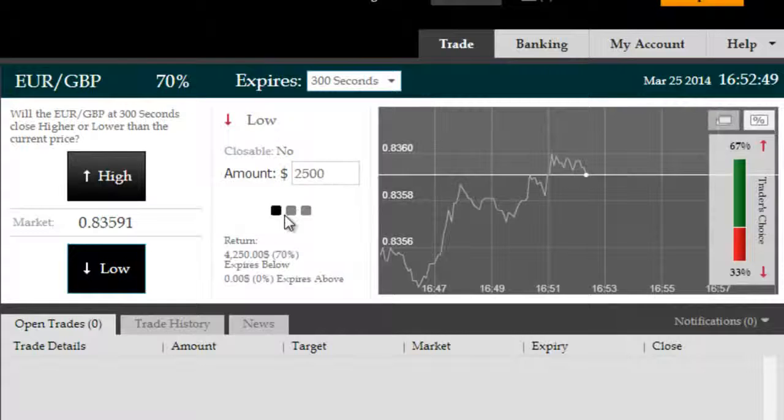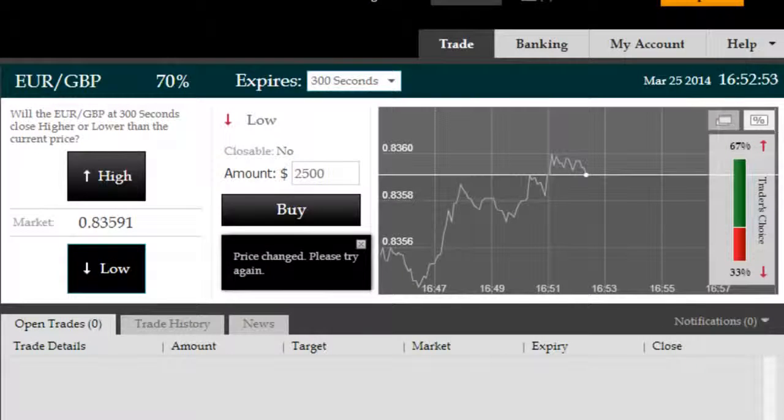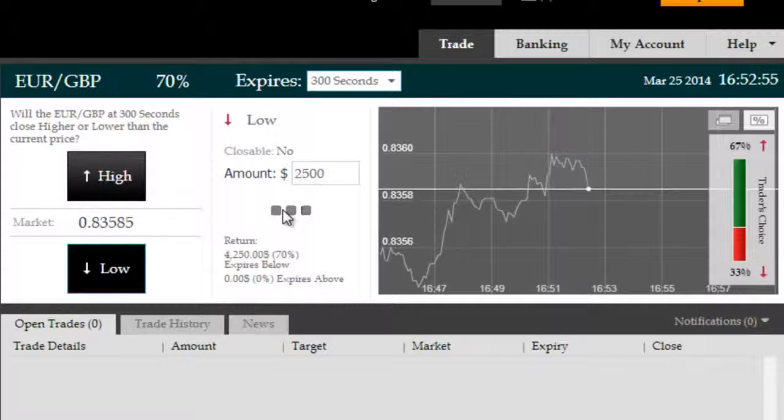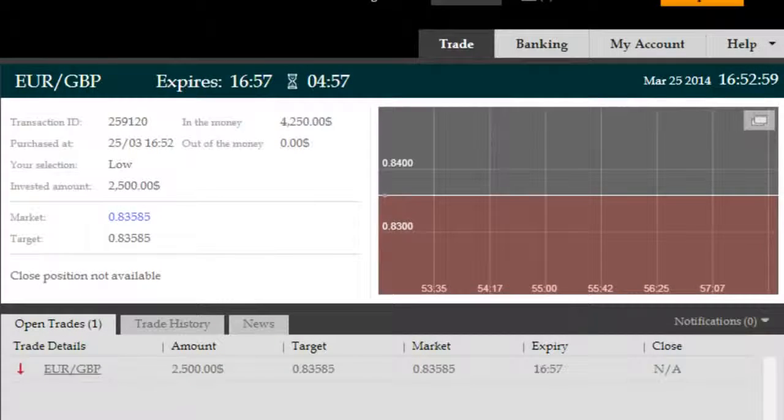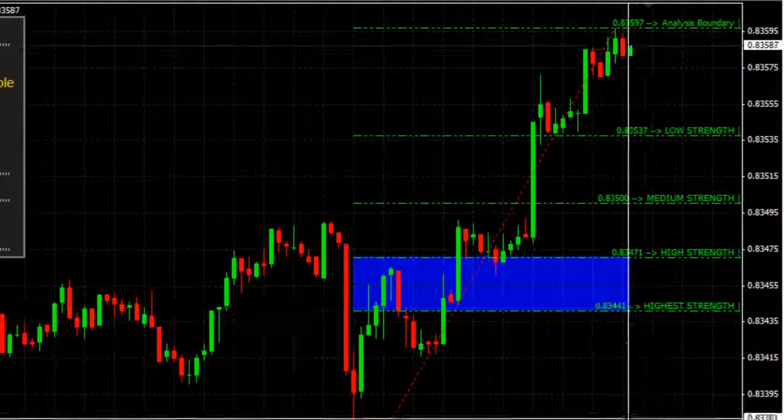Euro GBP going short here. $2,500 invested in a low 5-minute binary option. Oops, price has changed. Let's go back in there. That usually happens when there's a big fluctuation real quick and we miss the price. So we're in the trade now, and we're chasing after a low option here, bouncing off of the analysis boundary.